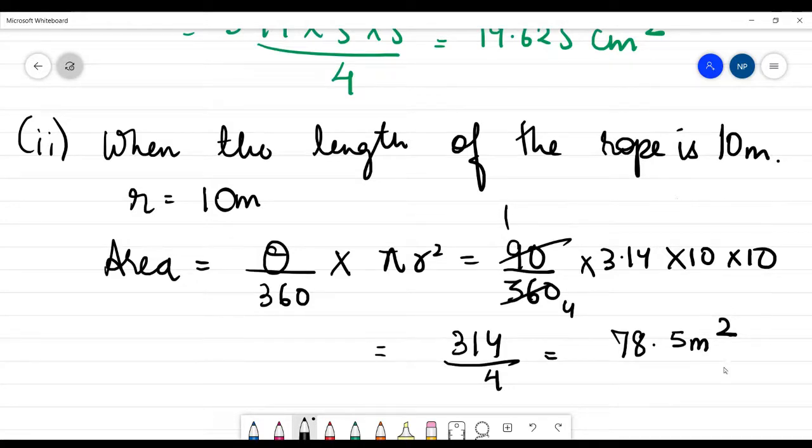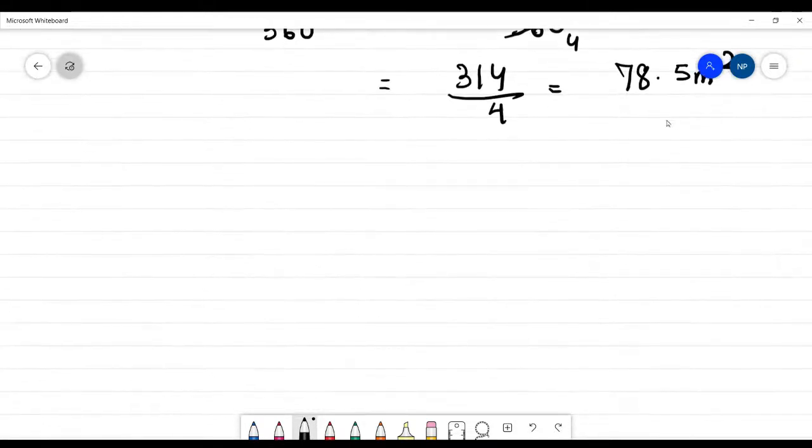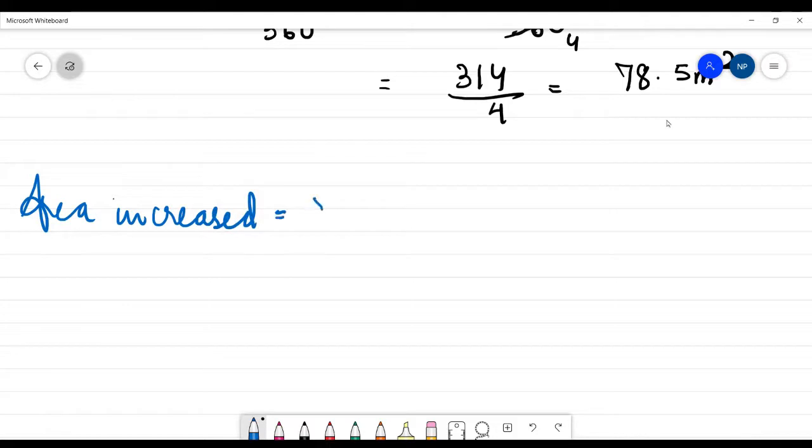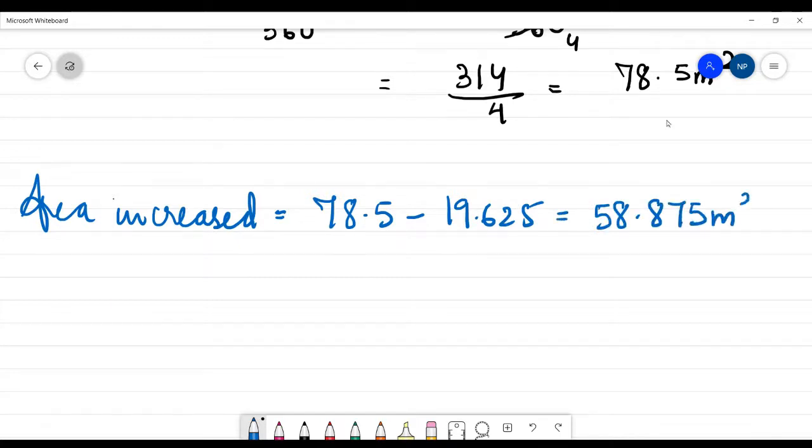After finding this out, if you see the second part of this question, it's written the increase in the grazing area. This is the area where the radius has increased to 10 meters. Okay, now how much it has increased, that we have to find out. So we will write area increased is equals to 78.5 minus 19.625. The answer is 58.875 meter square. This completes your question number 8.